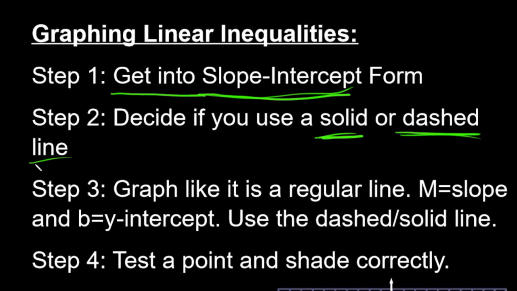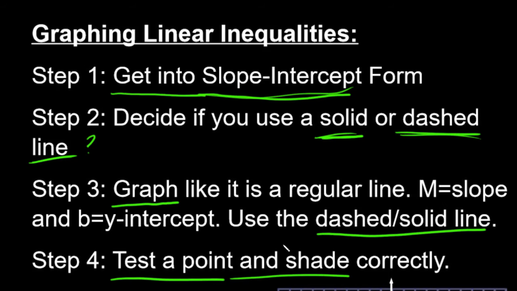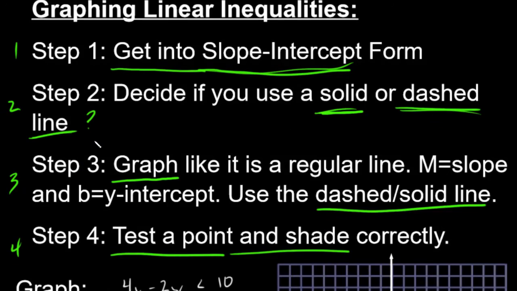Solid or dashed line, and then question mark, and then graph, and then use the solid or dashed line, and then test a point and shade. All right, you could just do this. So like 1, 2, 3, 4. So me making your writing a little bit easier, right? So let's go ahead and go through all these steps.